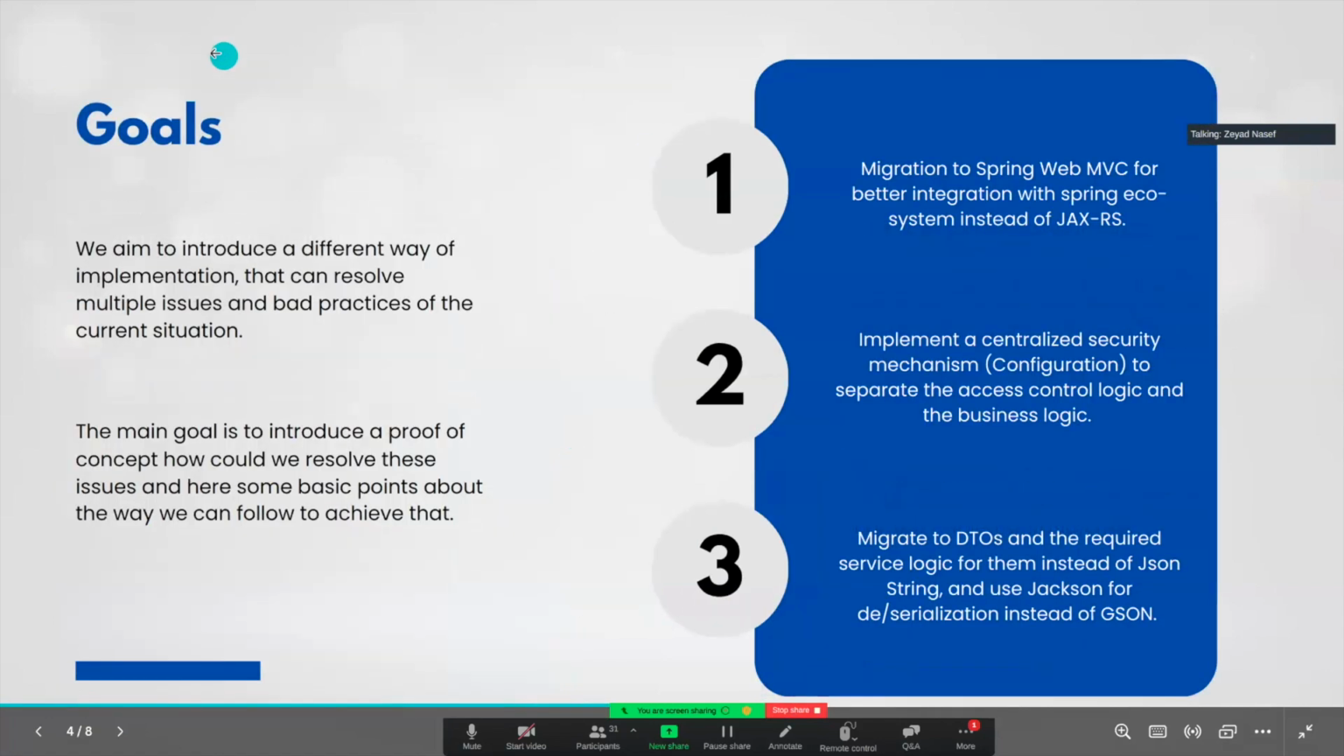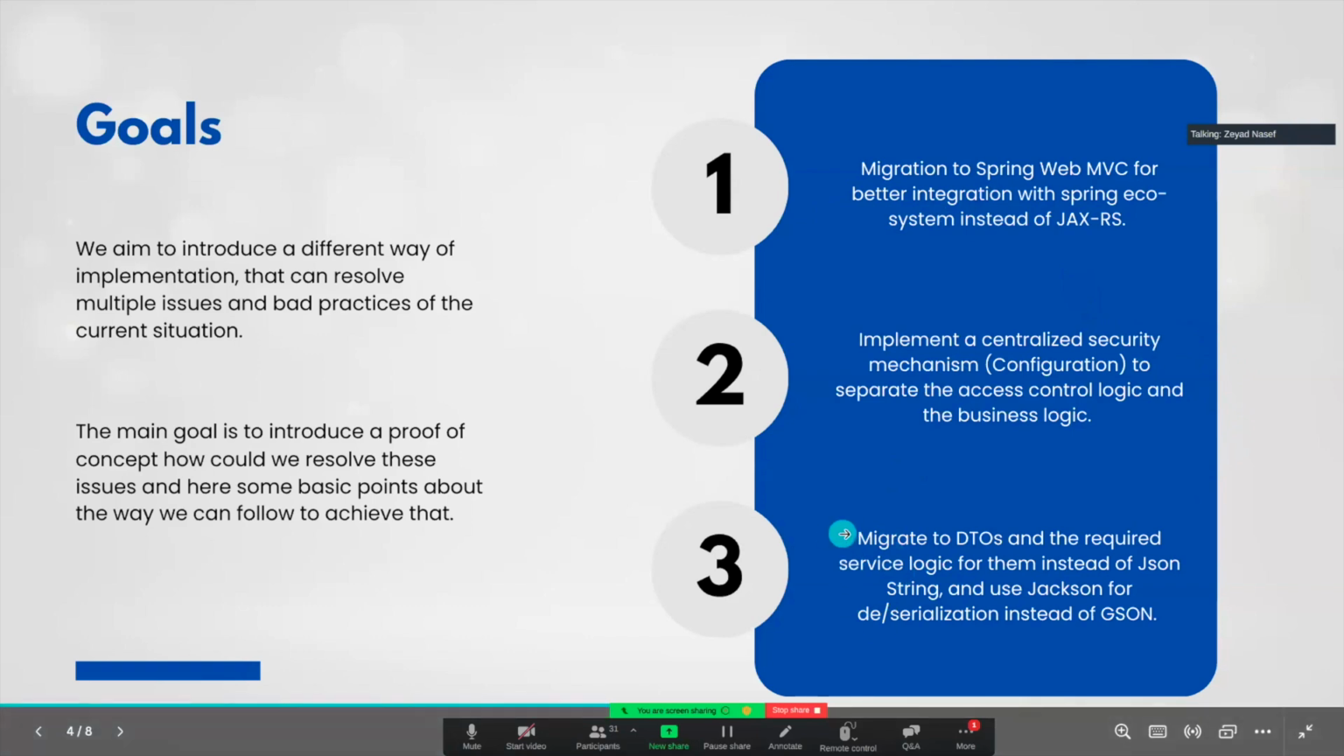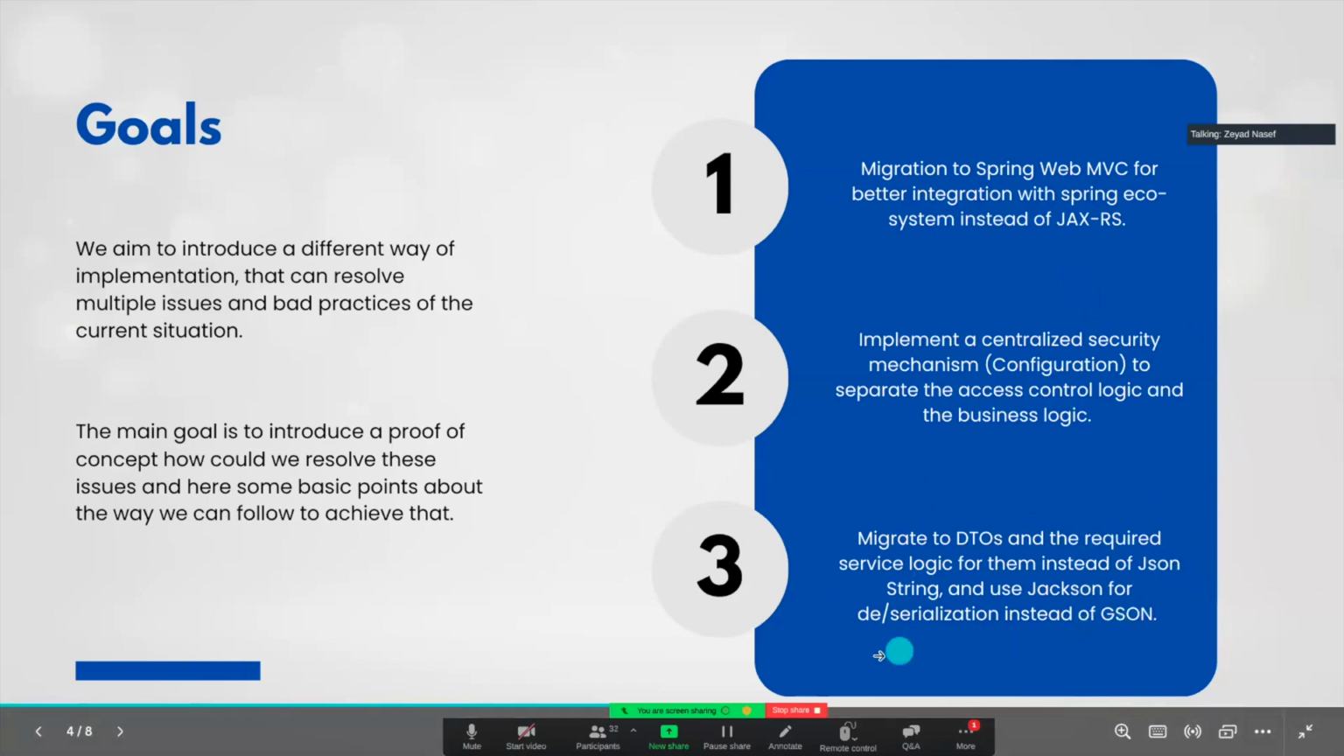So our goal is basically to eliminate all the things we mentioned. We need to find a good replacement for the old libraries, like using Spring Web MVC, which has better integration with the Spring ecosystem. We should make some configuration for handling the security logic and avoid the coupling between it and the business logic. And we should move to using DTOs to avoid losing type information instead of using JSON, and of course use the de facto standard, which is Jackson.